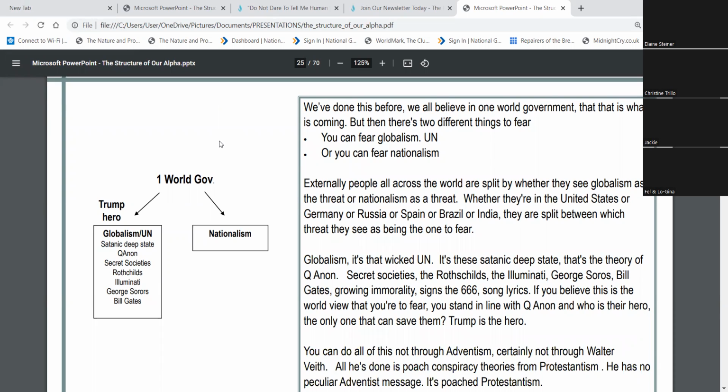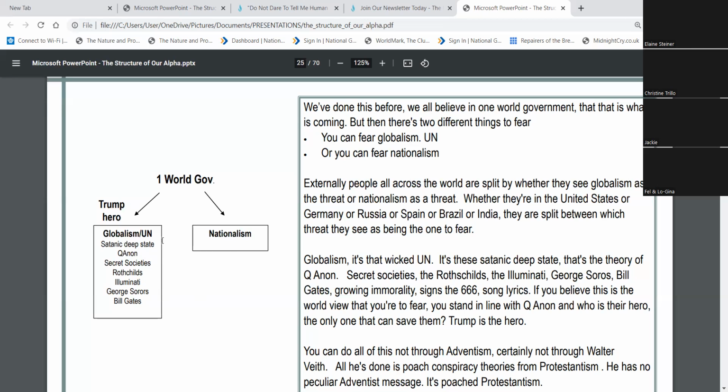We've done this before. We all believe in one world government. That is what is coming. But then there are two different things to fear. You can fear globalism, the UN, or you can fear nationalism. Externally, people all across the world are split by whether they see globalism as the threat or nationalism as a threat, whether they're in the United States or Germany or Russia or Spain or Brazil or India. They are split between which threat they see as the one to fear.